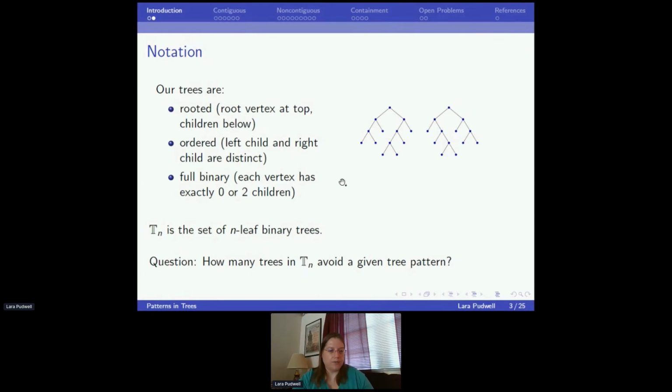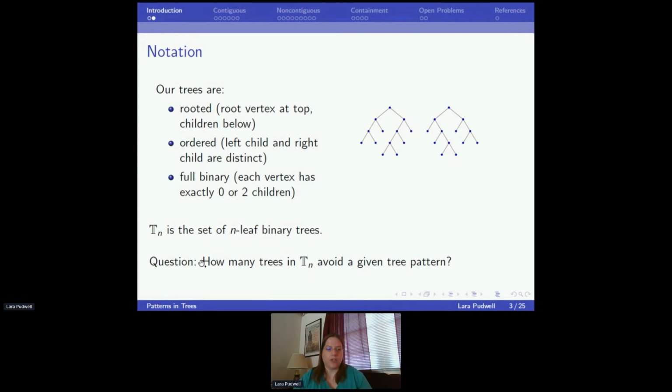And finally, I'm going to focus on full binary trees. That means every vertex either has exactly 2 children below it, or it has 0 children below it. And the vertices with exactly 0 children, those are called leaves. So I guess mixed metaphors there, but following convention. And so throughout this talk, the rooted, ordered, full binary trees with n leaves are going to be referred to as T sub n.